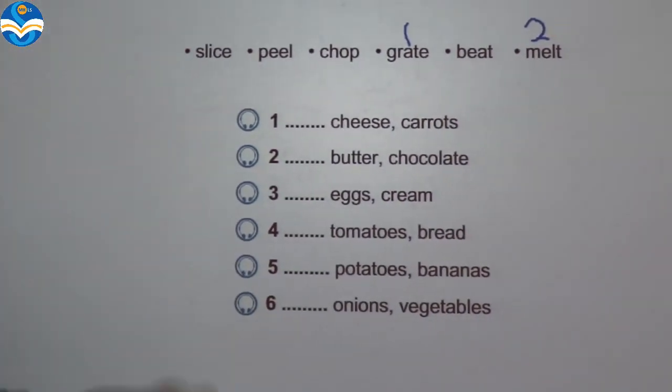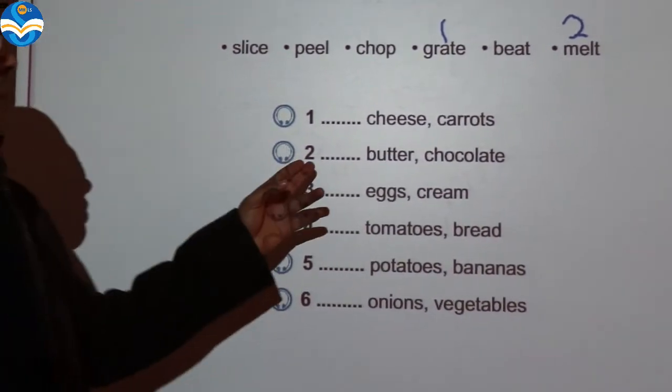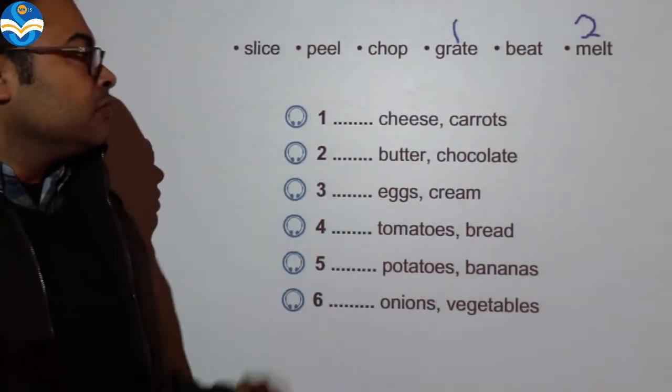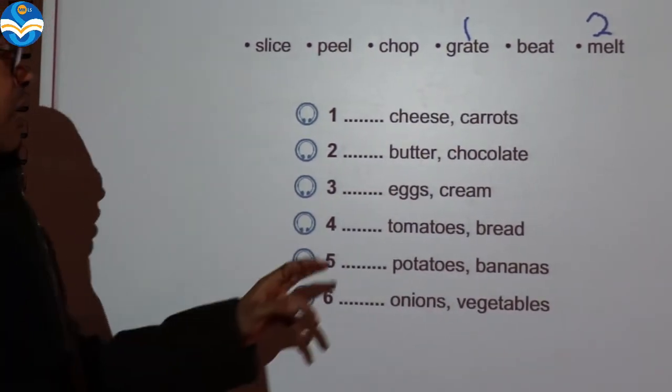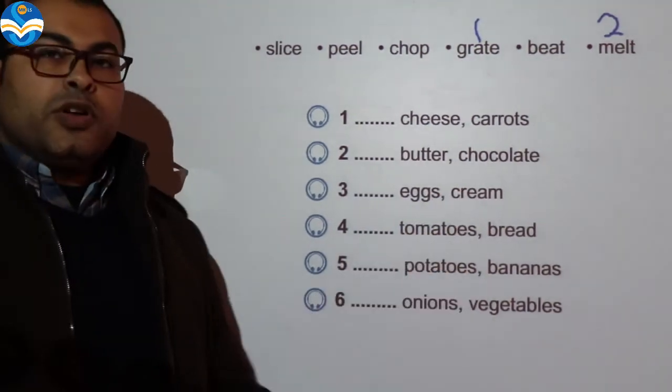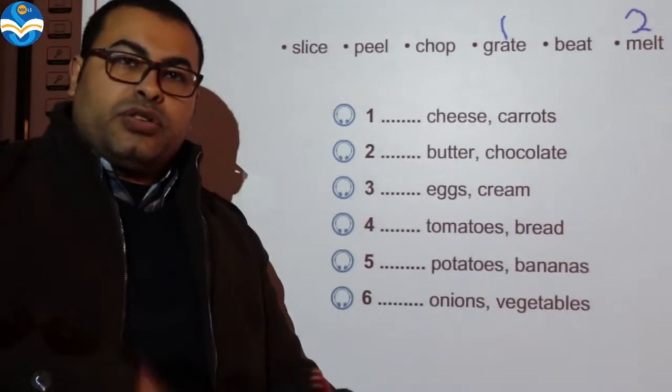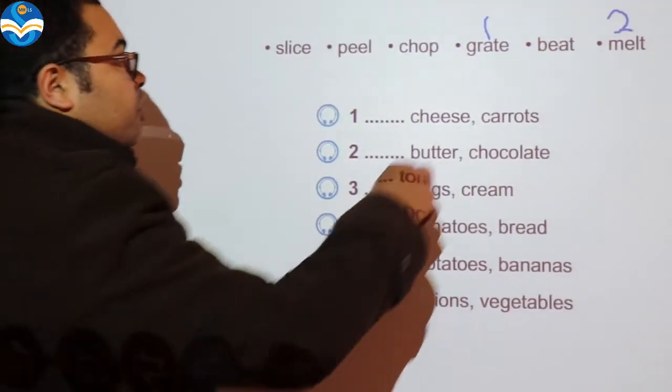Let's listen to them. Number 3, eggs and cream. We beat eggs and cream, so it's number 3.